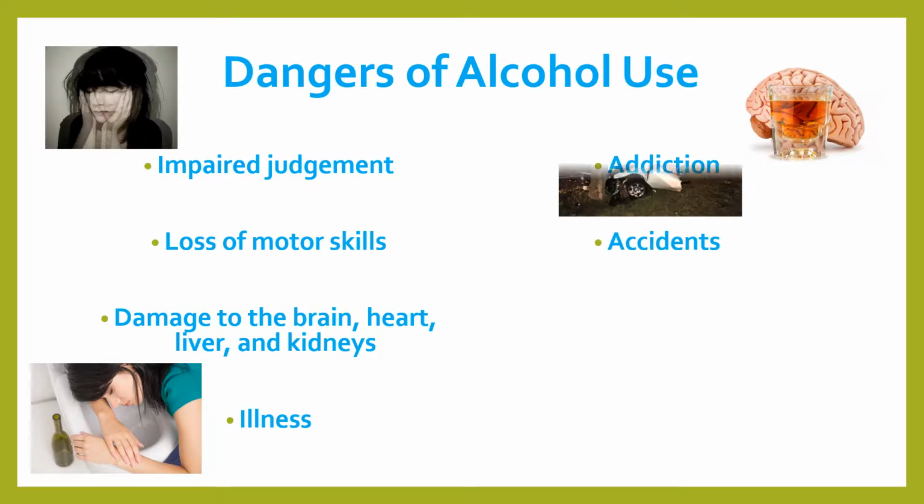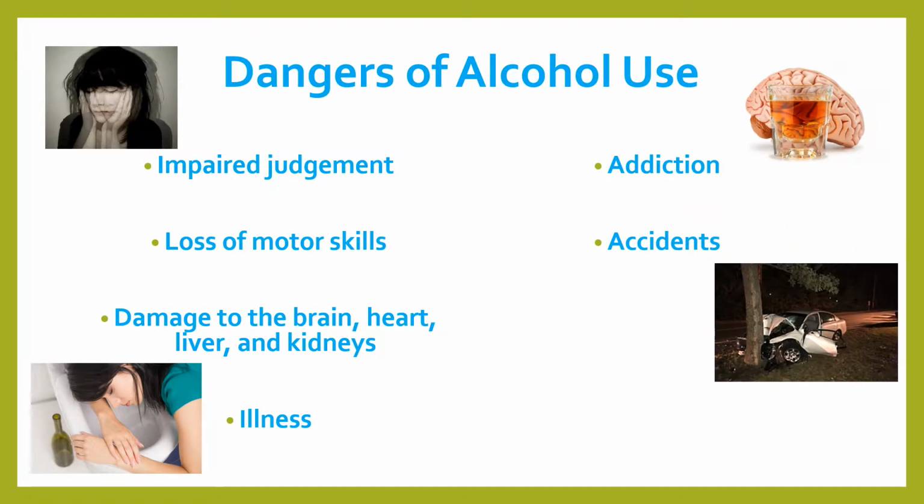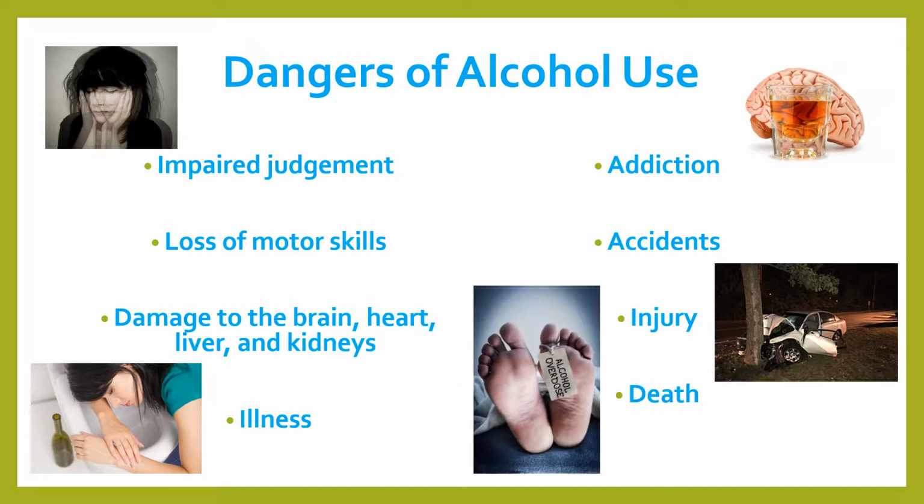Accidents. Causing a car accident after drinking, or injuries to yourself or others, like falling and hitting your head or getting into a fight. And alcohol can also cause death, either through an alcohol overdose or a lethal accident. Alcohol can harm the body in two ways: through short-term effects, which will resolve if drinking stops, and long-term effects, which can be permanent.